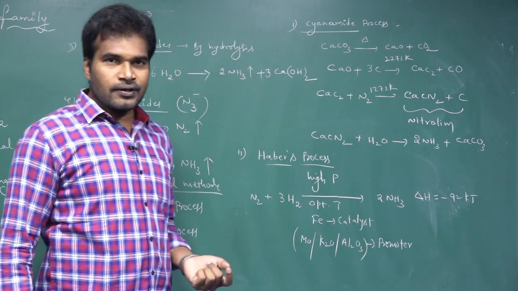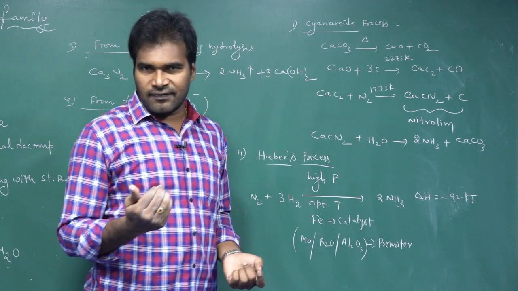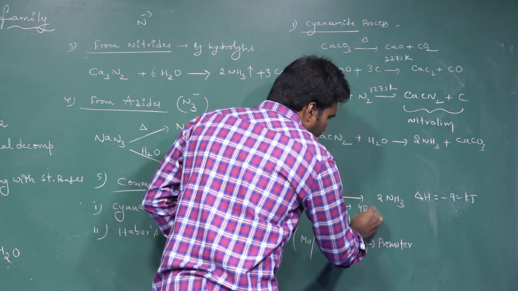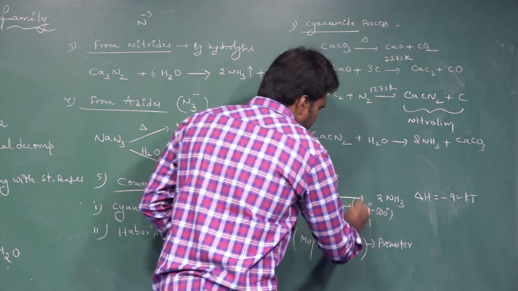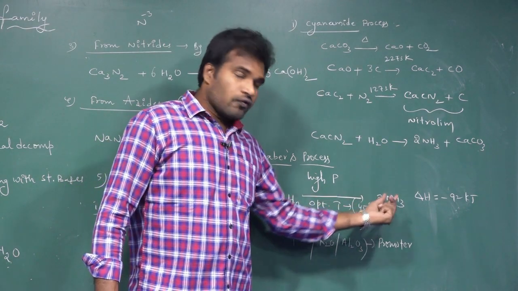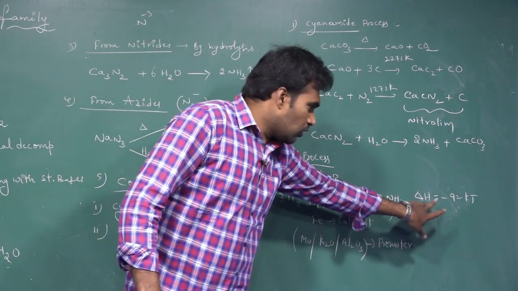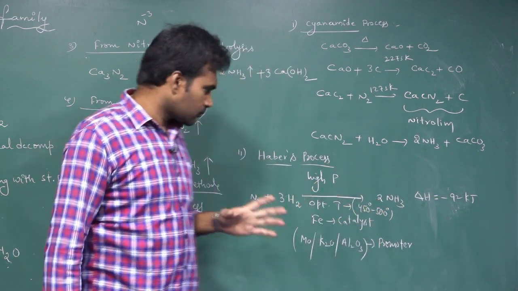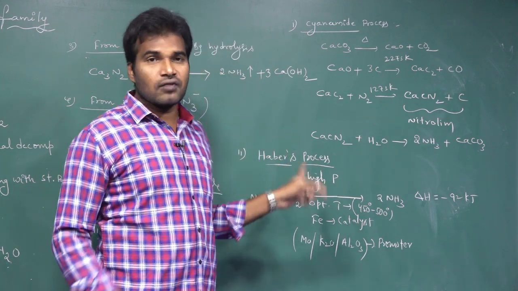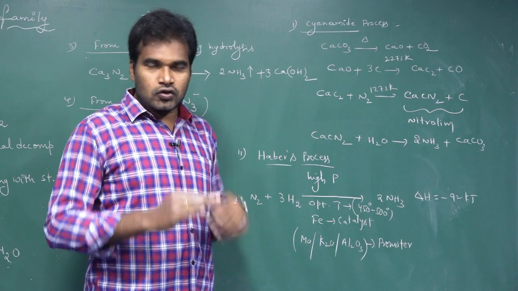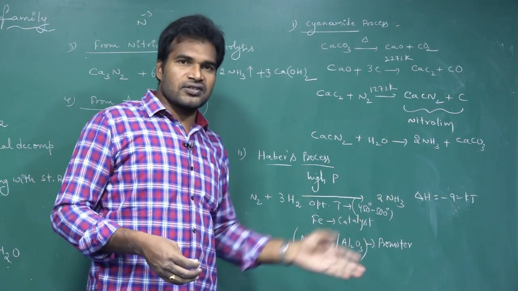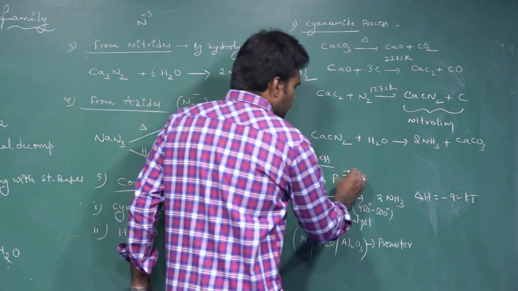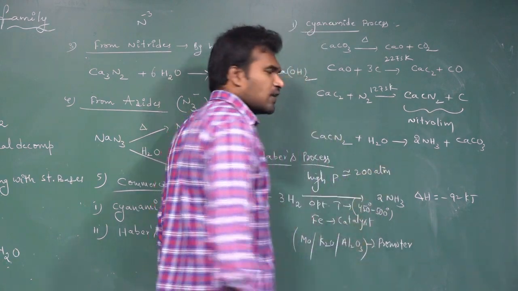You may get a doubt. According to Le Chatelier's principle, for all exothermic reactions, low temperatures are favorable. But why are we maintaining an optimum temperature of nearly 450 degrees Celsius to 500 degrees Celsius? That is a high temperature. Even though low temperatures are favorable for this reaction, we maintain high temperatures, because at low temperatures the rate of this reaction is very, very low. So to enhance the rate of the reaction, we maintain high temperatures. And the pressure we maintain is nearly 200 atmospheres.